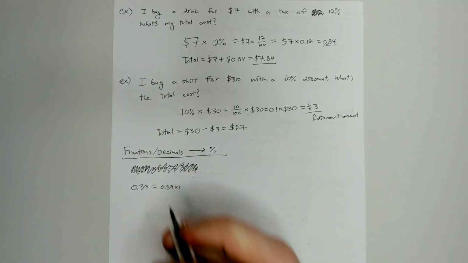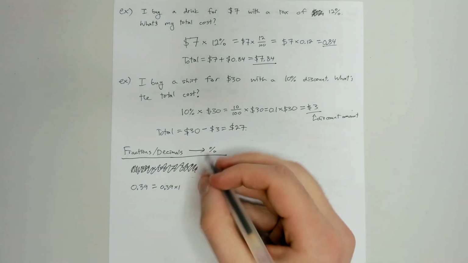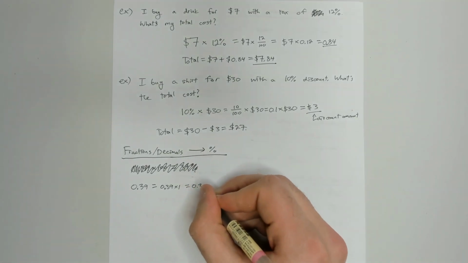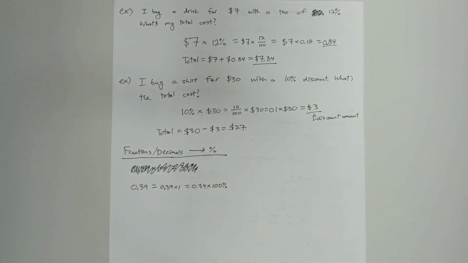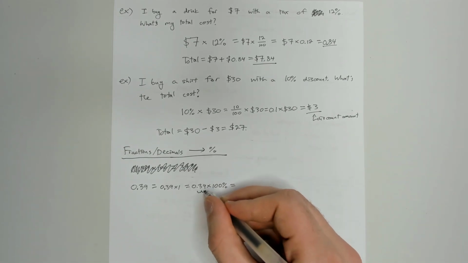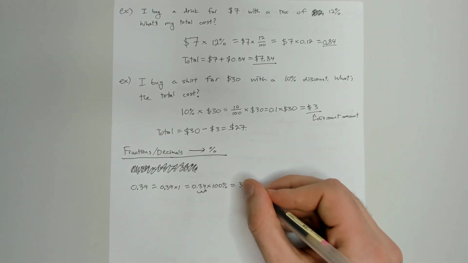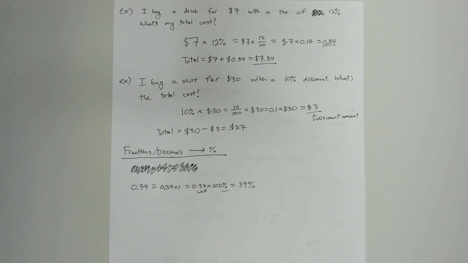Anything times 1 is, you're just taking one copy of it, so it's going to be the same thing. But 1 we know as a percentage is 100%, right? Because 100%, that's 100 out of 100, which is just 1, right? So this is the same thing as doing 0.39 times 100%. But if we multiply by this 100, we're just going to be sliding the decimal back 2 places to get 39, and then this percent sign stays, so we get 39%.